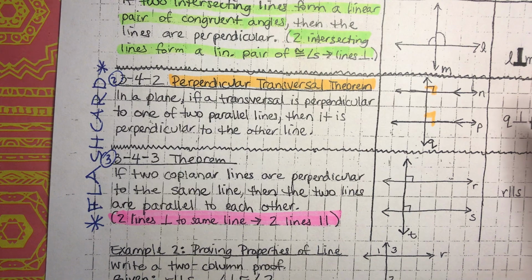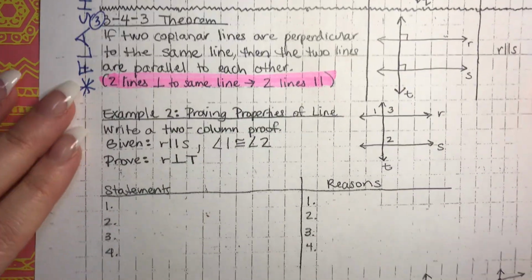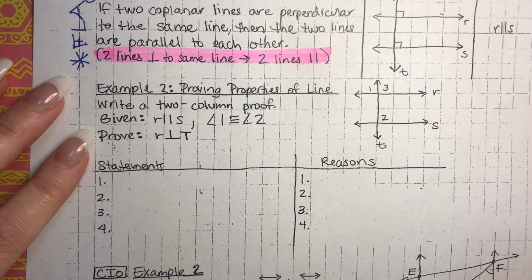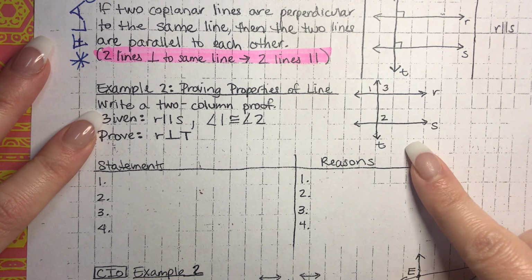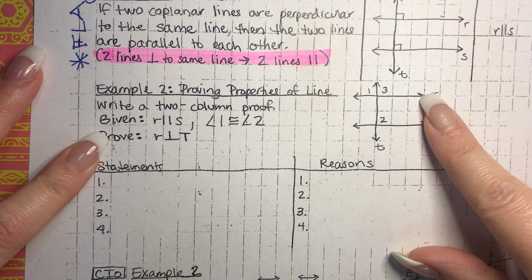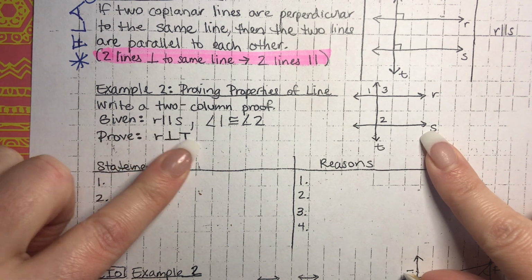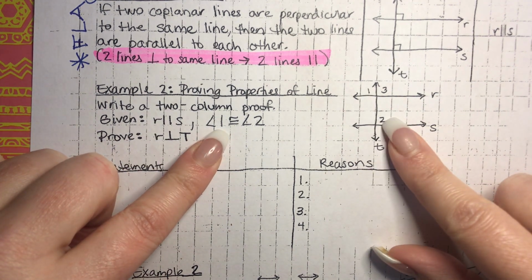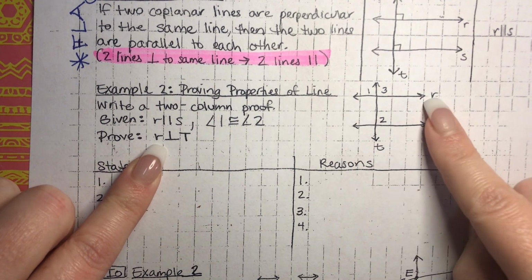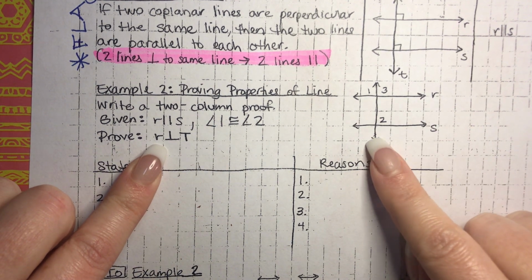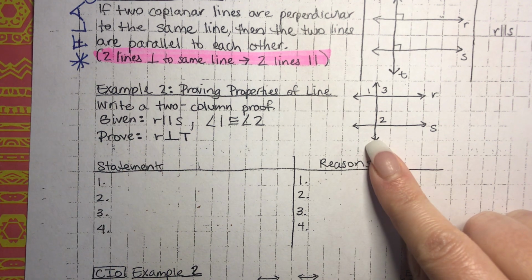All right, so let's look at this first example with that in mind, okay? It says, write a 2-column proof given that R is parallel to S and angle 1 and angle 2 are congruent. What we need to prove is that R is perpendicular to T, okay?